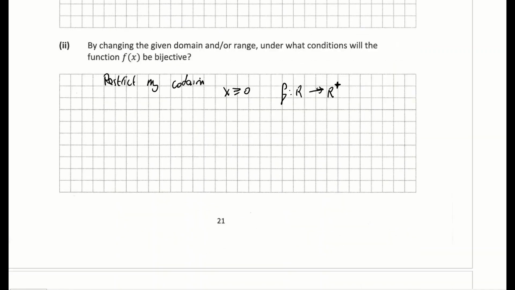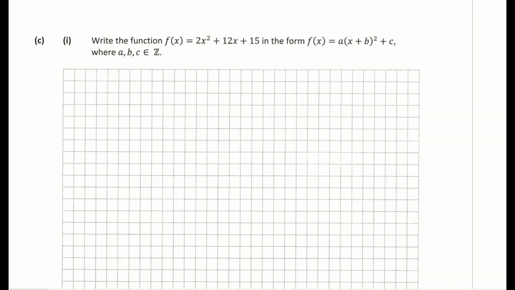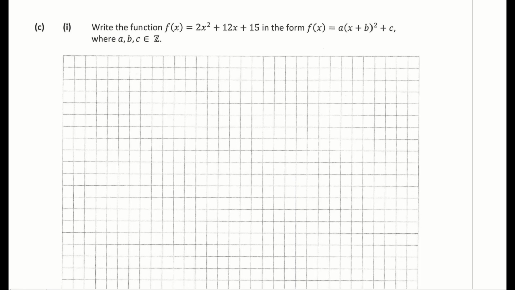C on that question then wants us to look at writing a quadratic equation using complete the square. So this is the form of complete the square here. And the function that they've given us is 2x squared plus 12x plus 15. First thing I'm going to do is factorize out that 2, because when we're completing the square, it has to be just 1x squared. So I'm going to factorize out that 2 and put it outside a bracket. And 2 by 1 is 2x squared. 2 by 6 is 12x. Sorry, that's a 15, isn't it? And 2 by 7.5 is 15. So I'm just factorizing out that 2.